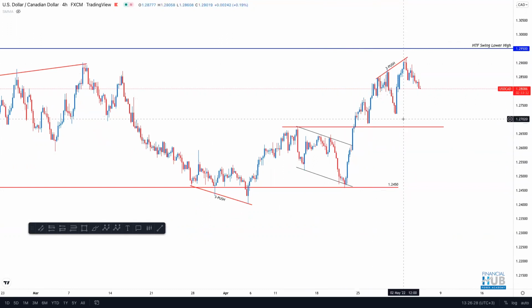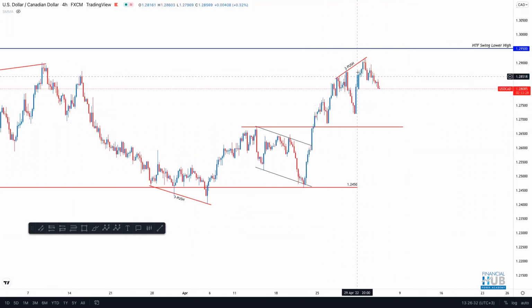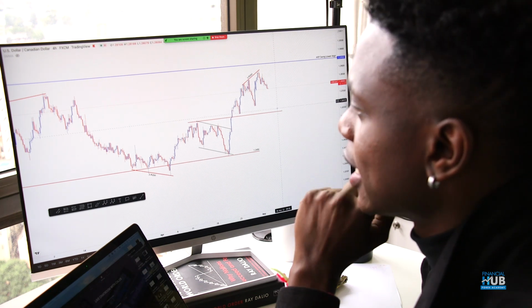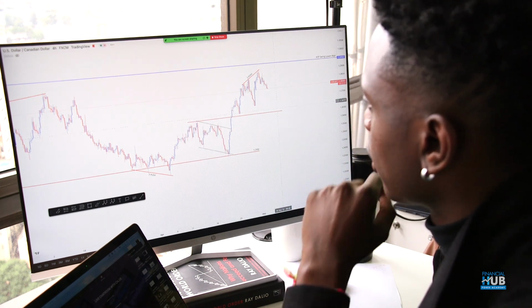And right now I don't see any pattern that I trade, but what I'm just watching is if you can get a correction from this level back to the 1.270 level. Okay, so that's on the 4-hour chart.